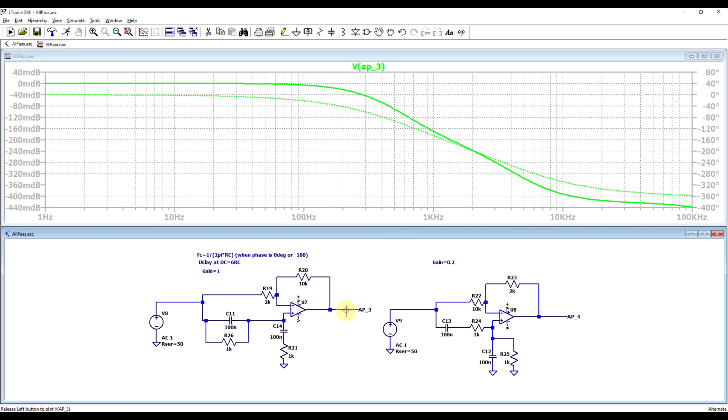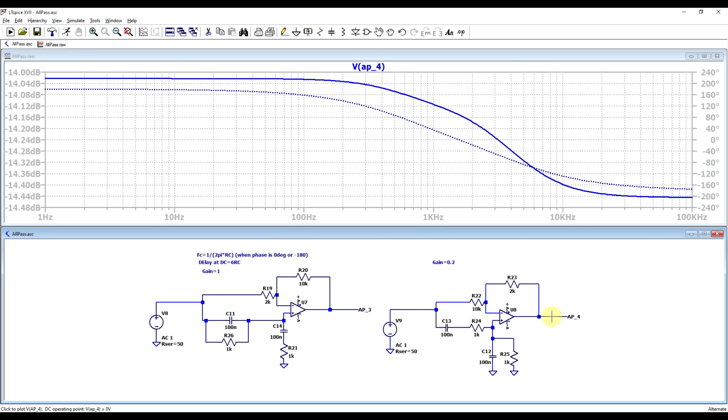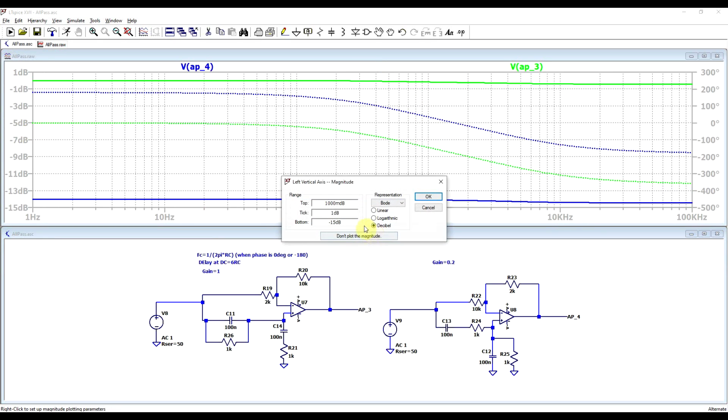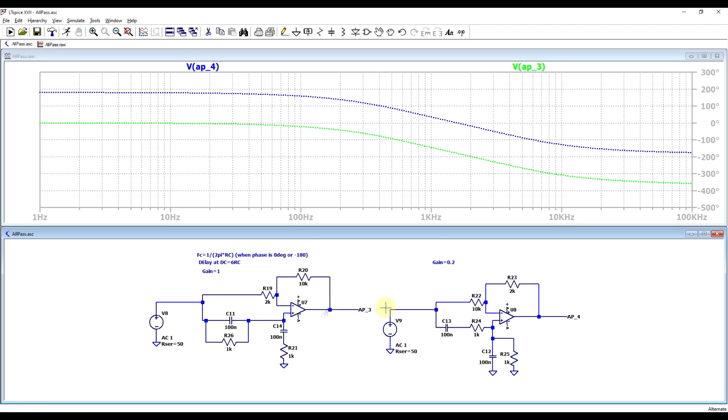So when we run it, if we have a look at the response of the first one, we are getting a relatively flat amplitude response, about 0.4 decibels of variation. Similarly for the second one, again 0.4 decibels of variation, but the baseline is minus 14 this time. But if we now hide the magnitude and only focus on the phase, for the first circuit, the one in green, phase starts at about 0 degrees, goes down to minus 360, and for the second circuit in blue, it starts at plus 180 and goes down to minus 180. Again, the halfway point, 0 or minus 180 degrees, is at 1.59 kHz.